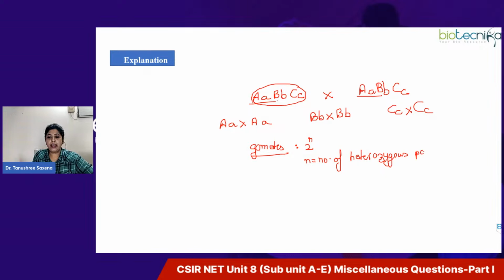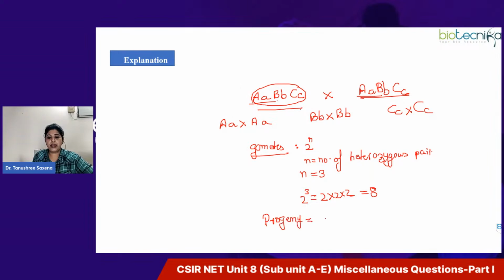So here n will be 3. So 2 raised to power 3 gives you what? 8. So that means 2 into 2 into 2 gives you 8. So 8 gametes are possible, right? And because we are performing selfing, the number of progeny also you can find out.